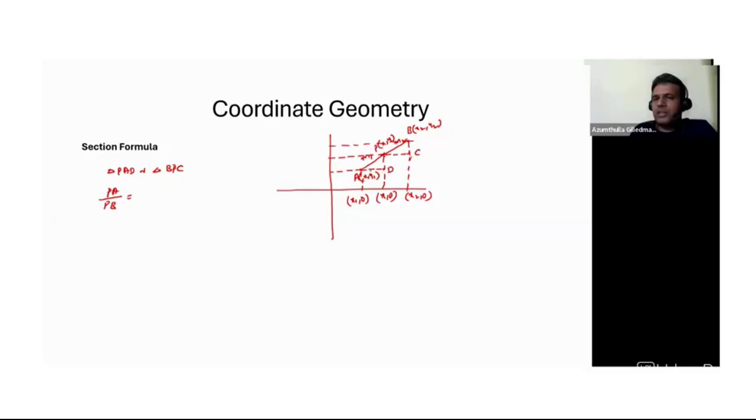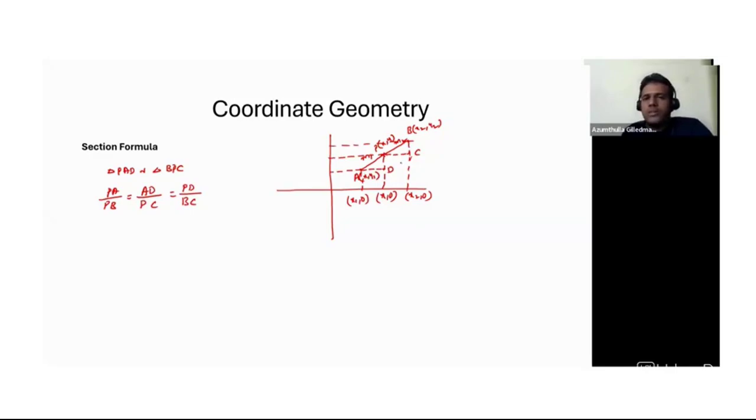So PA by PB is equal to the ratio of opposite sides and adjacent sides. Let's take the adjacent sides first. So here AD, here PC. So AD by PC equal to opposite sides now, PD by BC. PD by BC.